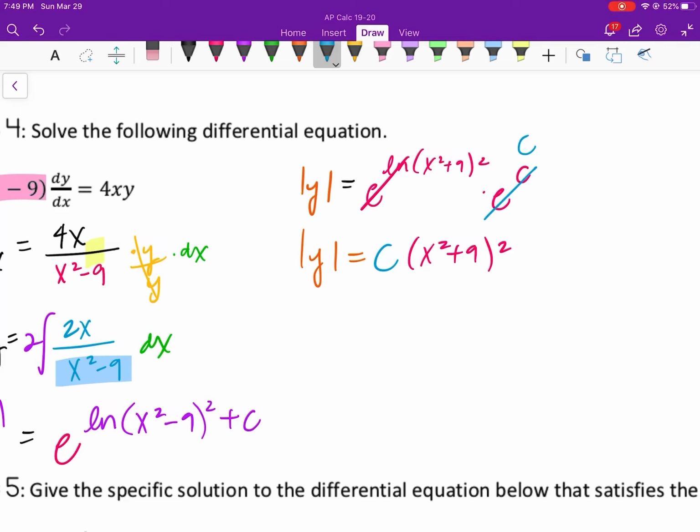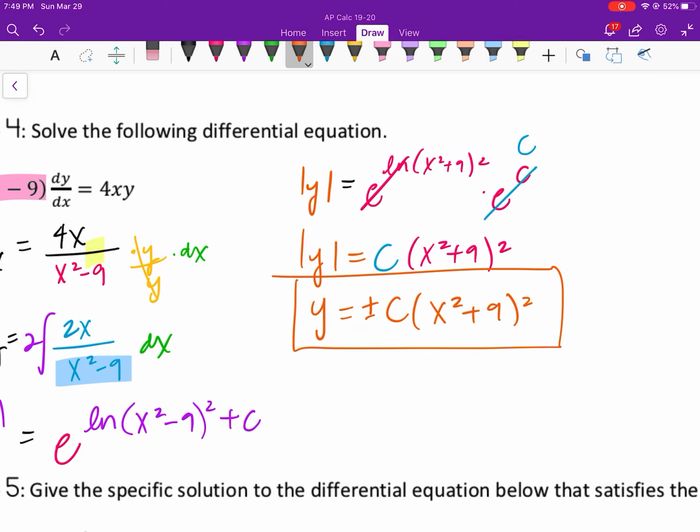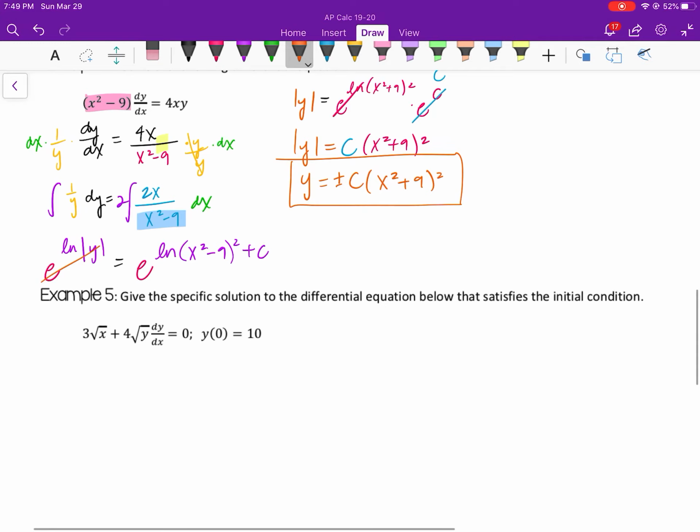Well, remember, if you have the absolute value of y, that's just saying it might be equal to the positive constant times x squared plus 9 quantity squared, or it might be equal to the negative whole thing, etc. So there's our final answer. We have solved for y.